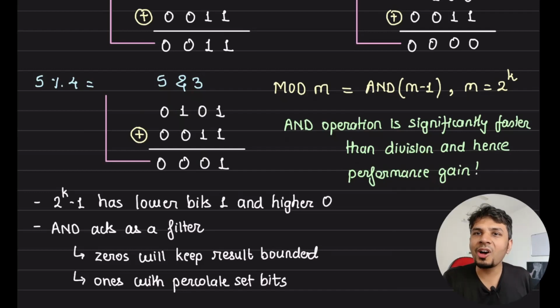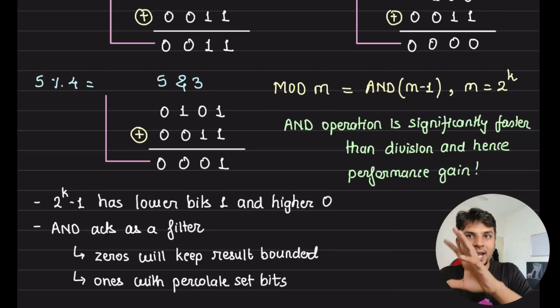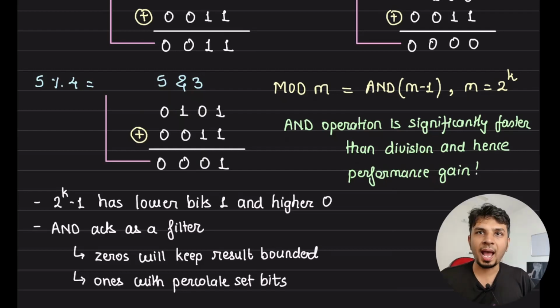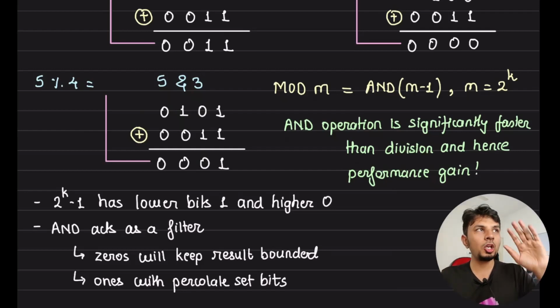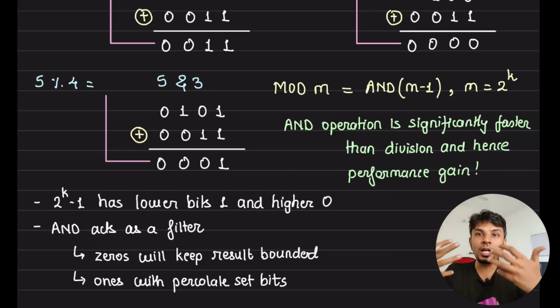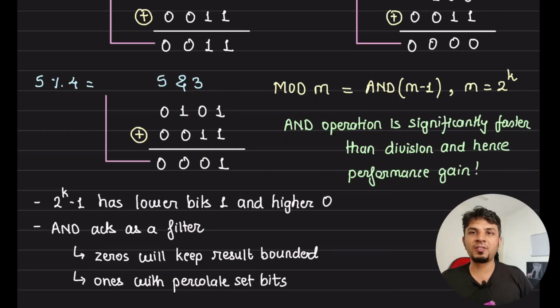But how? How come mod and AND give the same output? It happens because your AND operand is 2 raised to n minus 1. Because of this, mod m is equivalent to bitwise AND with m minus 1, where m is a power of 2. Because AND is significantly faster than division, you get a massive performance gain, which is why everyone uses hash tables of power of 2.